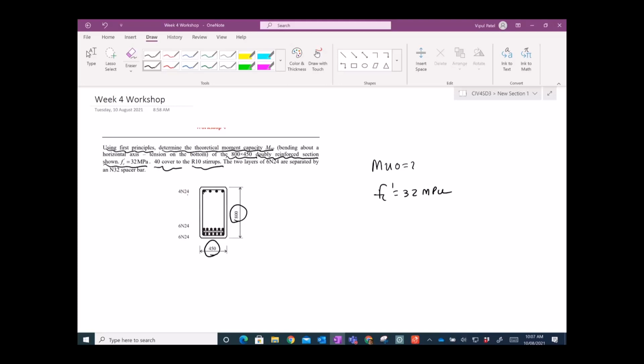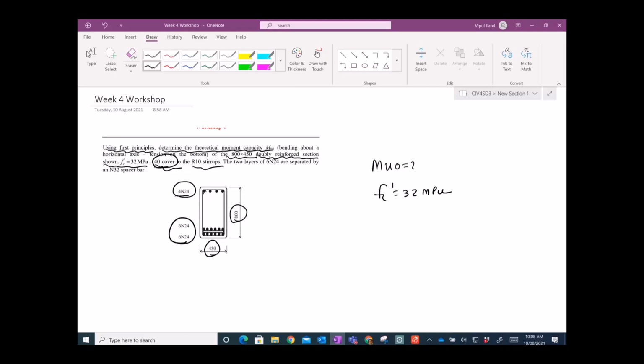Okay, and as I mentioned, if the cover is not given to you, I think in week number 2 somewhere, we have taken some examples of how you're going to specify the cover. Stirrups R10, that is for shear, and we have 2 layers of 6 N24 bars. So you have a total of 12 N24 bars and N32 spacers. Top Rio is as well 6 N24, 4 N24s. So we have these details.